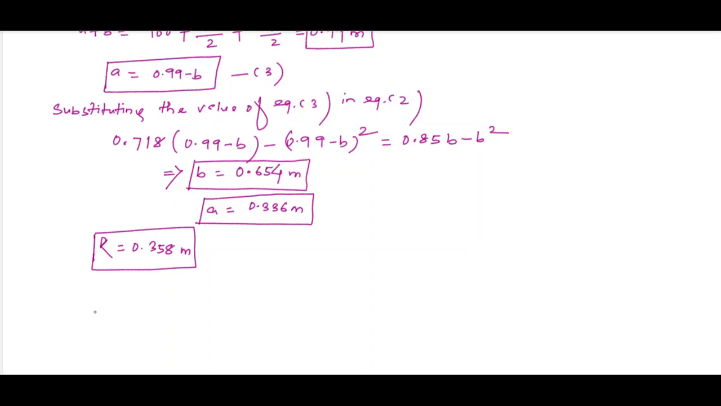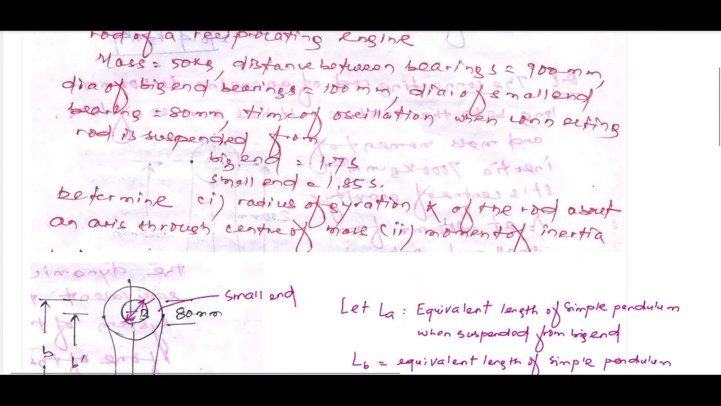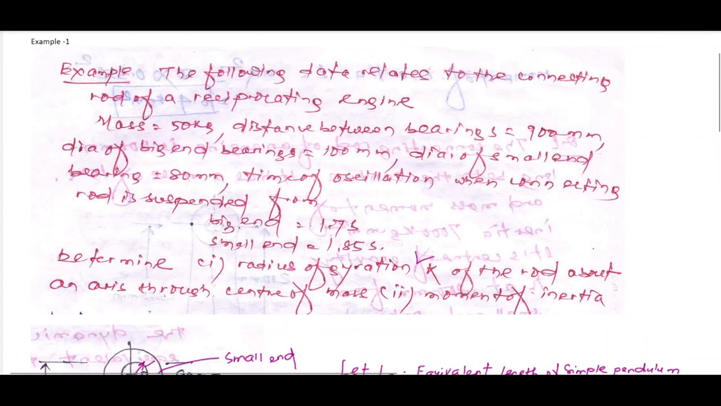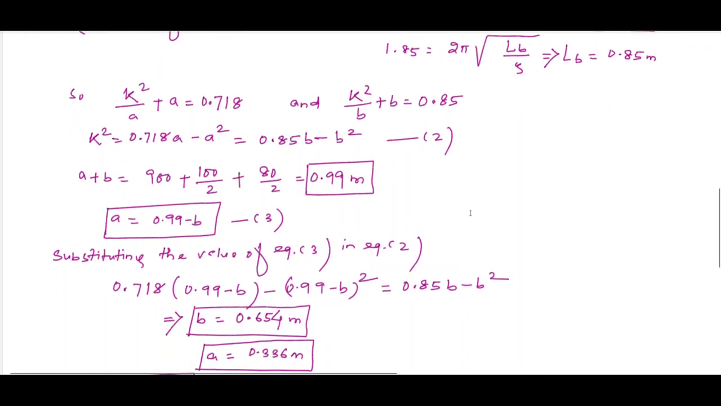Now we have to calculate the moment of inertia. Moment of inertia I will be equal to m k square. m is given as 50 kg, into 0.358 square. So it is 6.4 kg meter square, which will be the answer. The question was to find the radius of gyration and the moment of inertia, so we got it. Likewise, you have to solve problems related to this inertia of connecting rod.